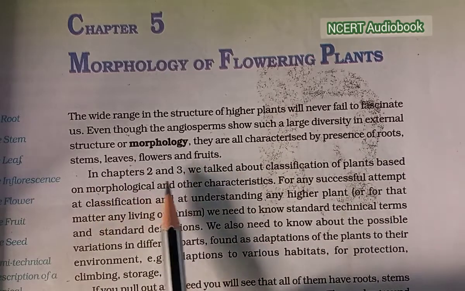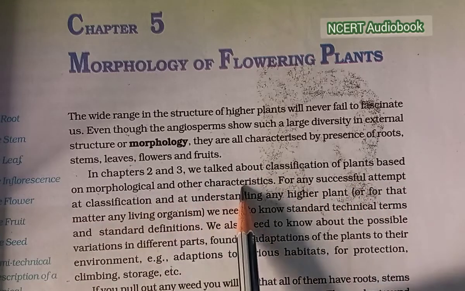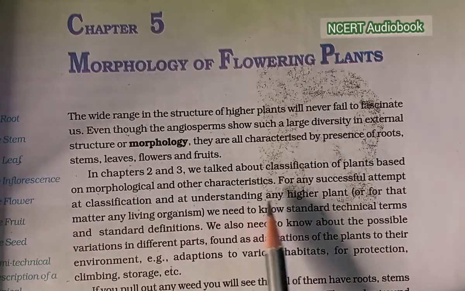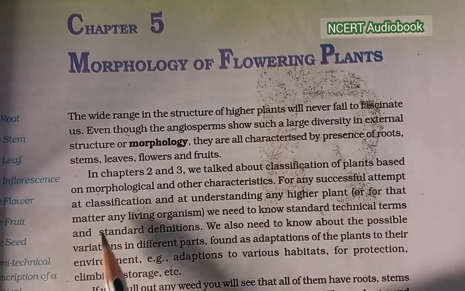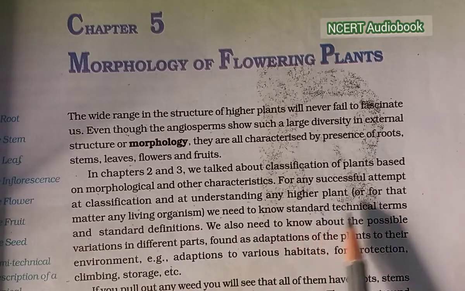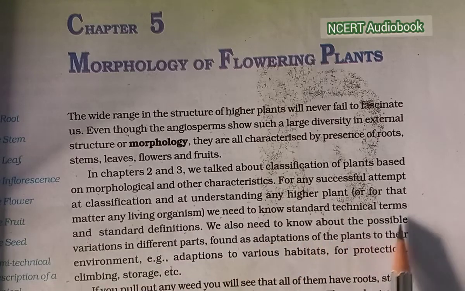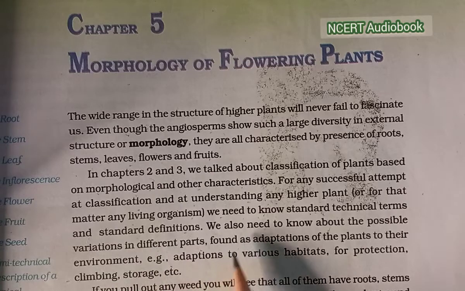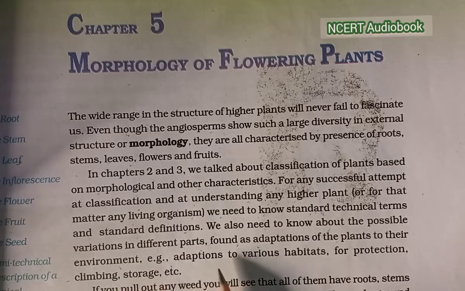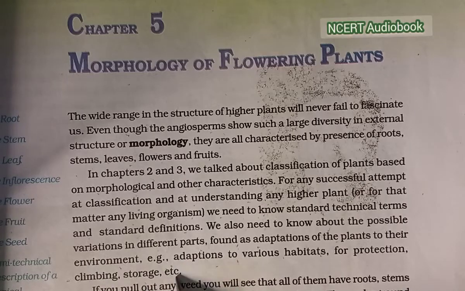In chapters 1, 2 and 3, we talked about classification of plants based on morphological and other characteristics. For any successful attempt at classification, and at understanding any higher plant or for that matter any living organism, we need to understand standard technical terms and standard definitions. We also need to know about the possible variations in different parts found as adaptations of the plants to their environment, for example, adaptation to various habitats, for protection, climbing and storage, etc.